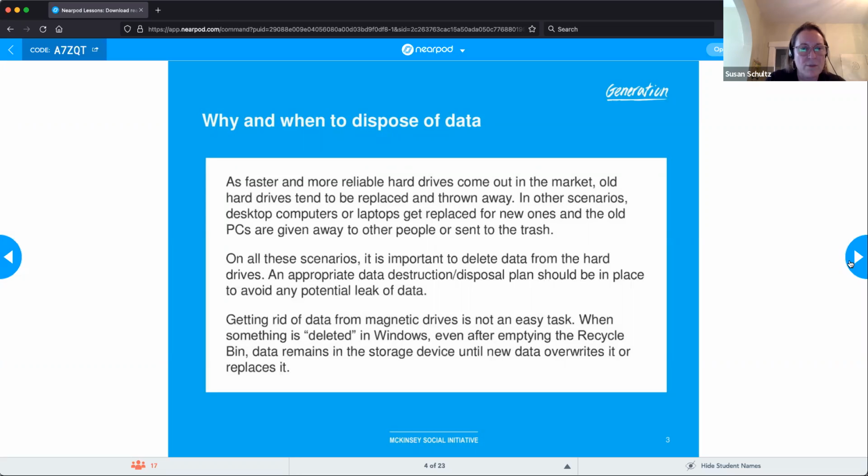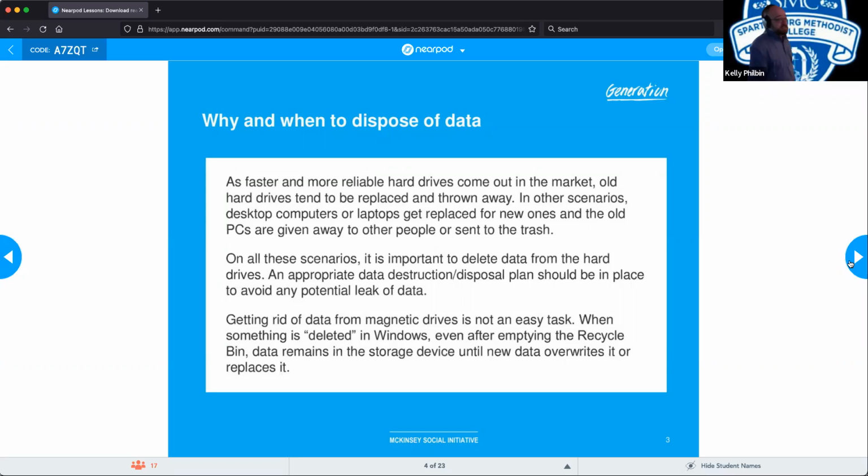Getting rid of data with magnetic drives is not an easy task. When something is deleted in Windows, even after emptying the recycle bin, data remains in the storage device until new data overwrites it or replaces it. Excellent.